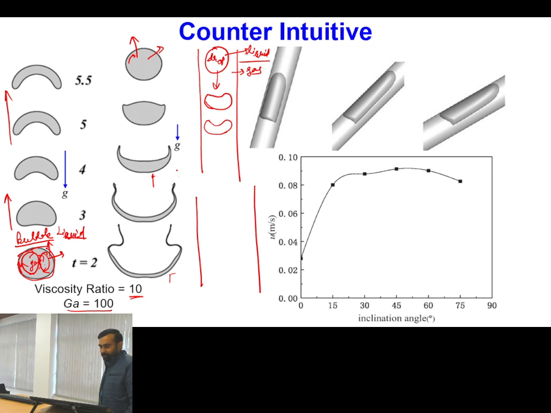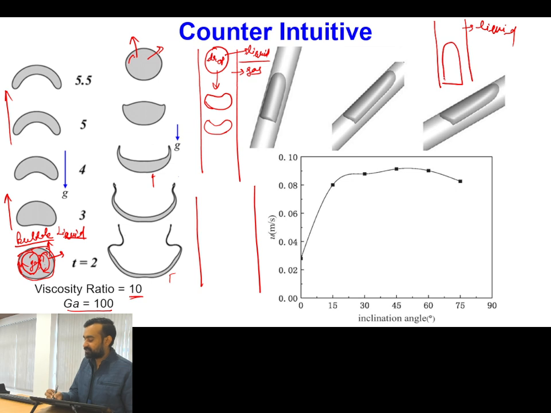Then one another example is, if you have a tube which is filled with liquid, and in this tube you have a gas bubble of this type, of course because of the buoyancy force it will be rising in upward direction. Now if I start tilting the angle of this tube, what will happen?